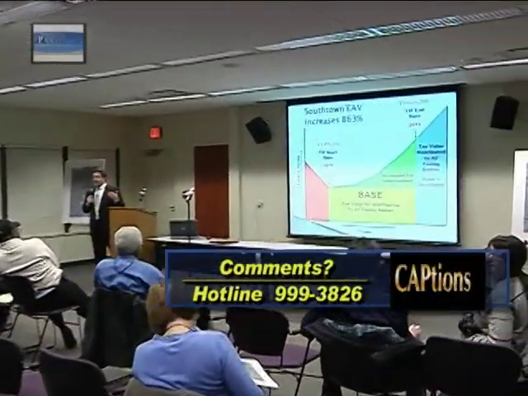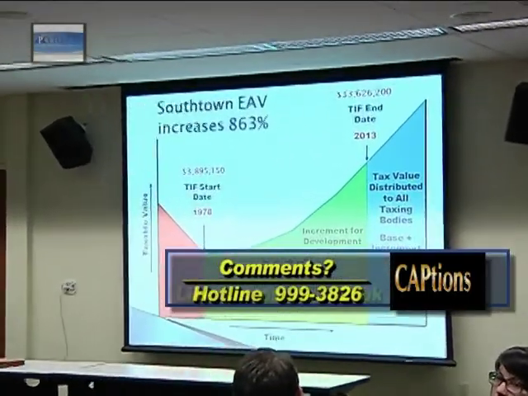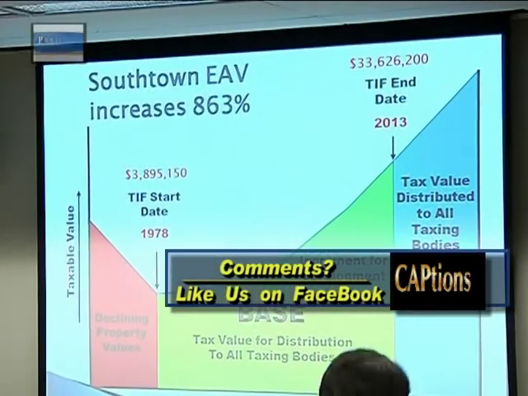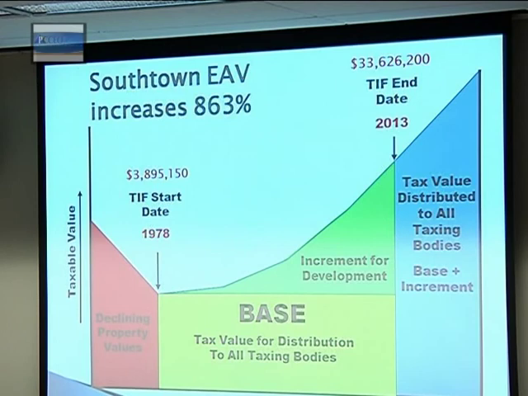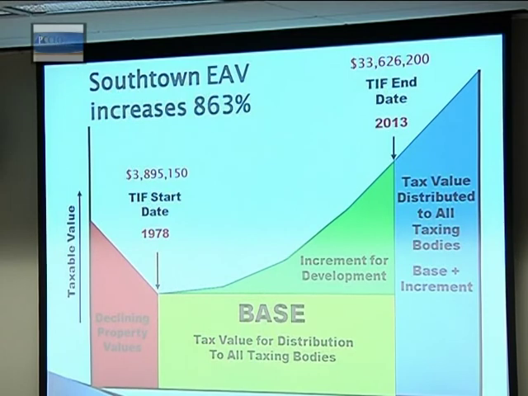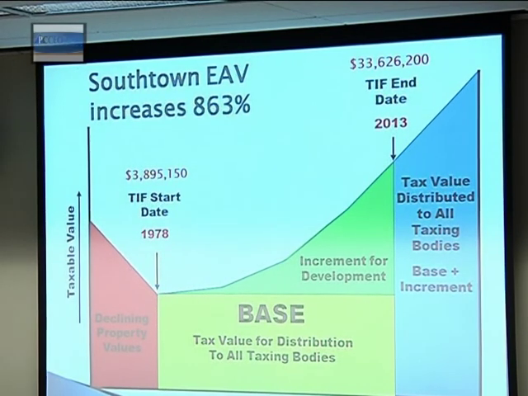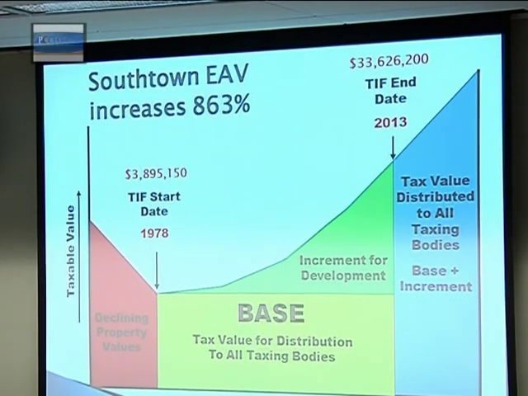Just to give you an idea of what's happened in Southtown, this is kind of that same slide that I showed you earlier with some information. In 1978, the total value of the property in Southtown, this is actually what's called equalized assessed valuation, so it's not the full market value, but it's the taxable value of the property, was right around $4 million. In 2011, it's now $33.5 million, so an 863% increase in property values in the TIF area.